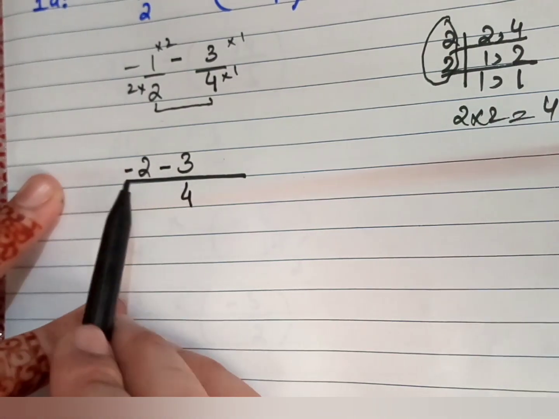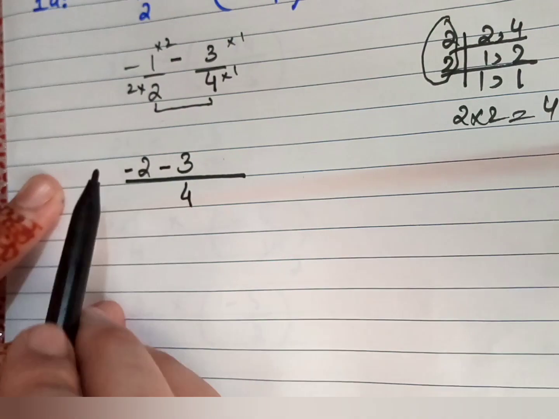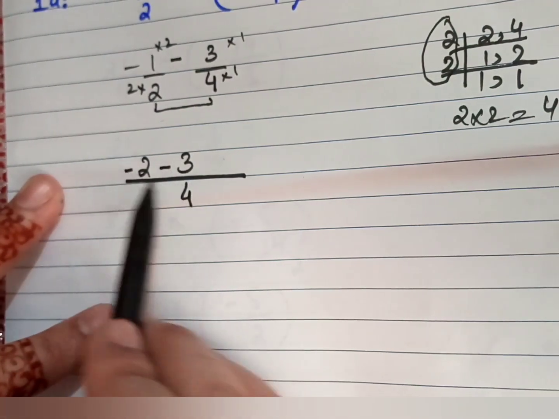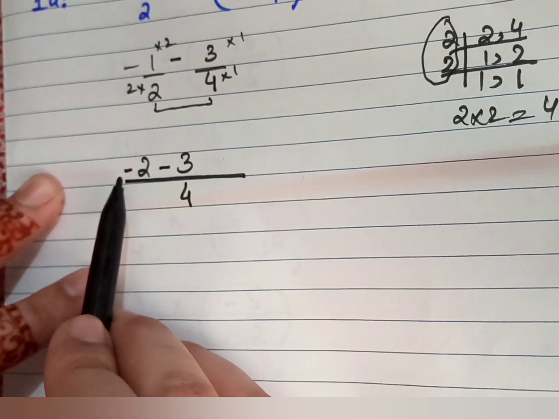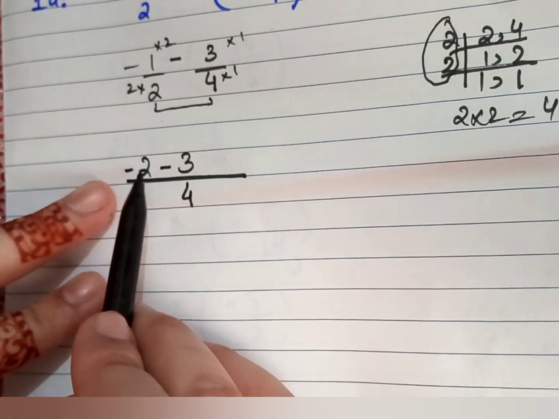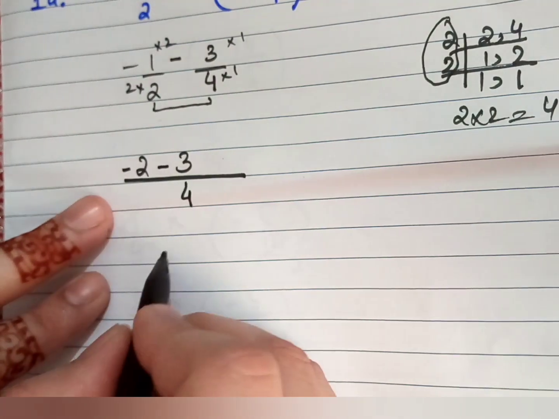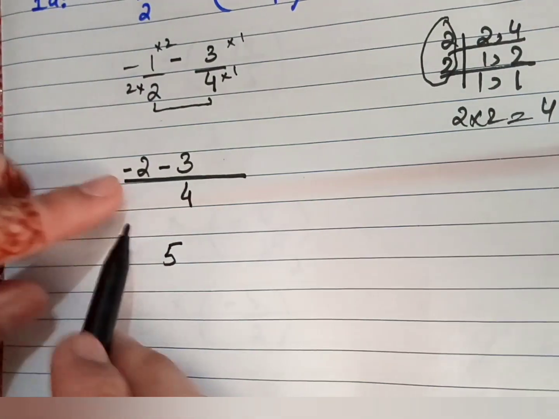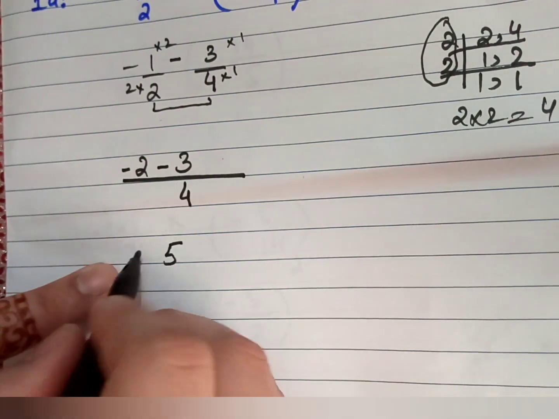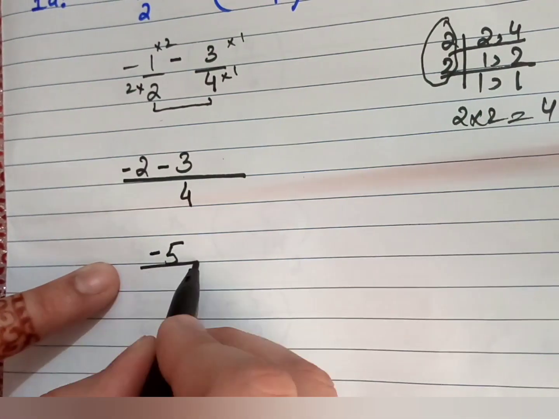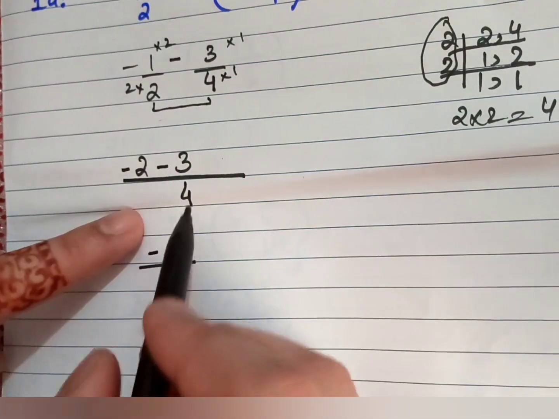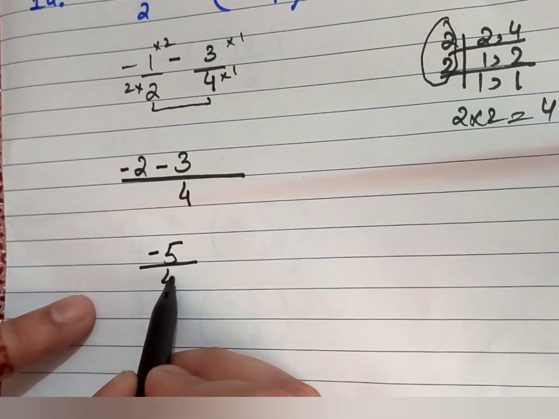When there is the same sign, whether it is plus or minus, the numbers will be added. We have the same sign, that is minus minus. Ignore the sign at first, and add the terms: 2 plus 3 is 5. Now, as both the terms have the minus sign, we put the same sign that both the terms have. So both the terms have a minus sign, we put the minus sign here. Now what is next? Write down the denominator, that is 4.